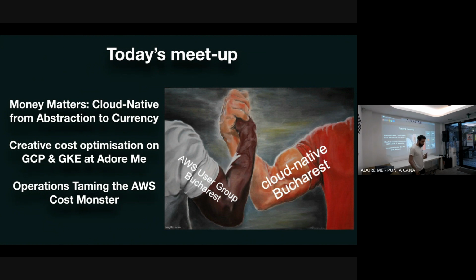Today we're going to have three presentations, two concrete ones, one addressing GCP costs, creative cost optimizations, and the third one, operations taming the AWS cost monster. The first one, which is my presentation, is going to be more of a personal rant and a highly opinionated talk. The second talk is going to be presented by Bogdan and Mihai, our hosts tonight here at Adormi, and the third one by exactly this guy who is entering, meaning Bogdan. Bine venit, Bogdan. Just in time, exactly. So he will present our third presentation.